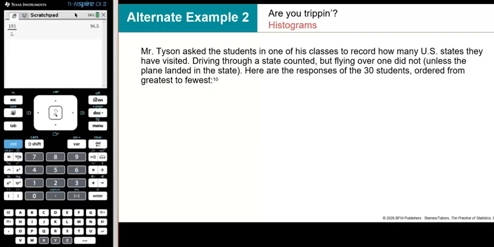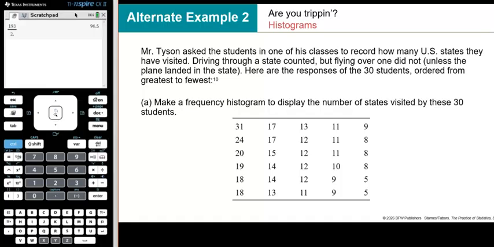Okay, the teacher asked the students to record how many U.S. states they have visited. Driving through a state counted, but flying over one did not, unless they landed in the state, that would count. Here are the responses of the 30 students. So all the way from 5 to 31, I kind of like that they seem to organize it, in this case, in descending order, but that's nice for histograms.